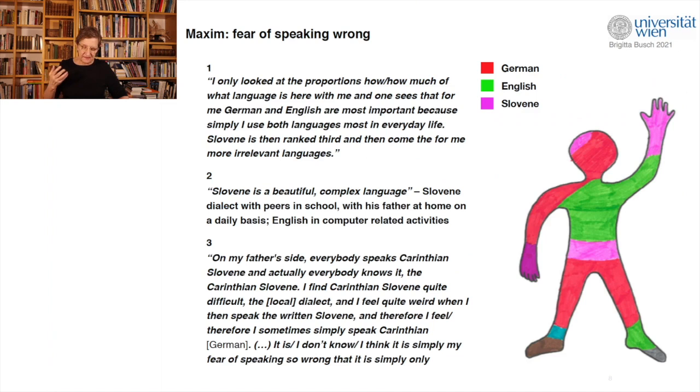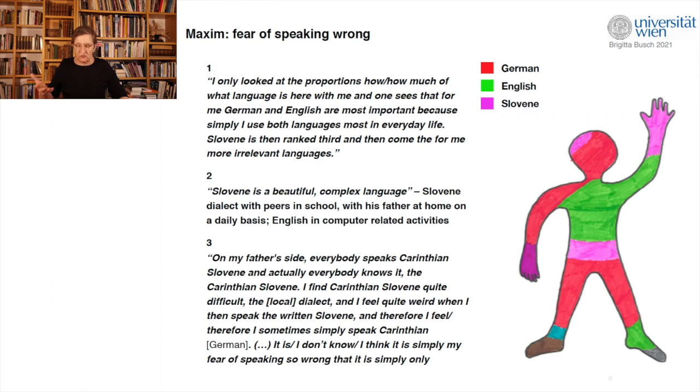He mentions one setting when he does not feel at ease, that is when the larger family meets in his father's hometown. This is quote three. He says, "On my father's side, everybody speaks Carinthian Slovene, and actually everybody knows it. It is the Carinthian Slovene that I find quite difficult. And I feel weird when I then speak the written Slovene, and therefore I sometimes simply speak Carinthian German.